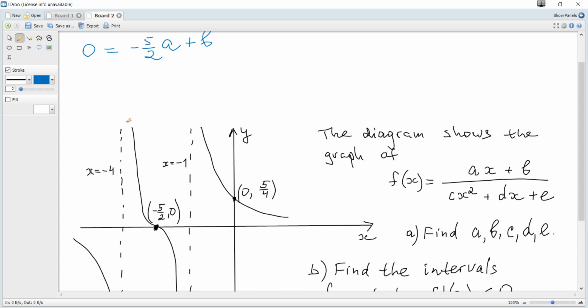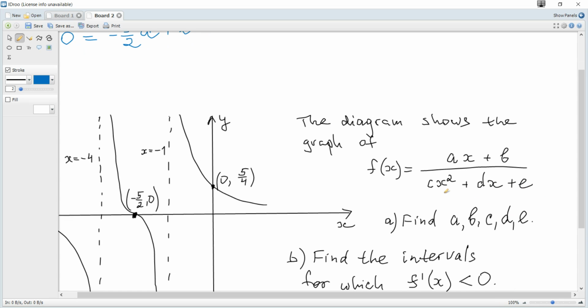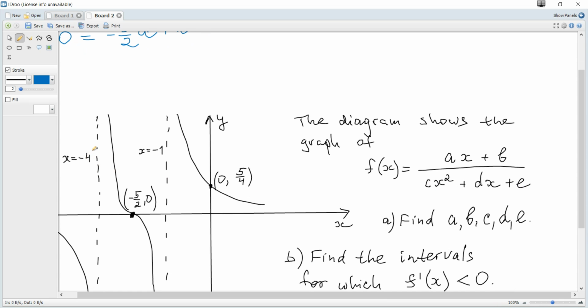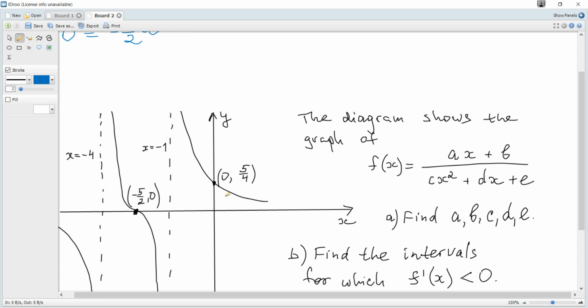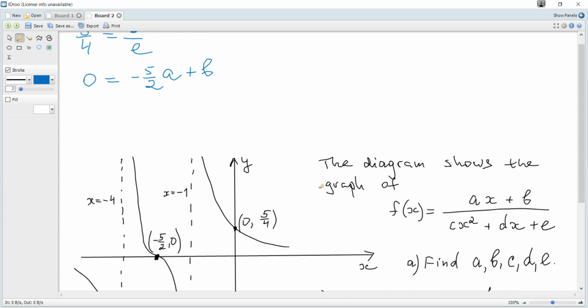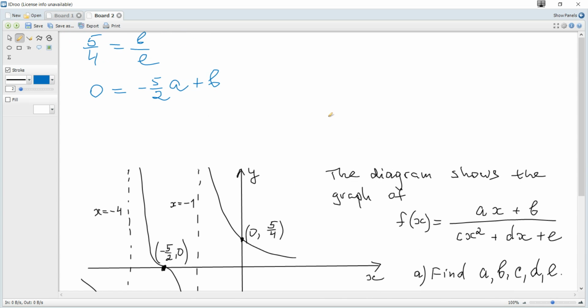And we know that the vertical asymptote arises when there is division by 0. It means that when x is negative 4, denominator is 0. So you may just substitute negative 4 for x and equate it to 0, then negative 1 for x and also equate to 0, and get two equations, two additional equations.